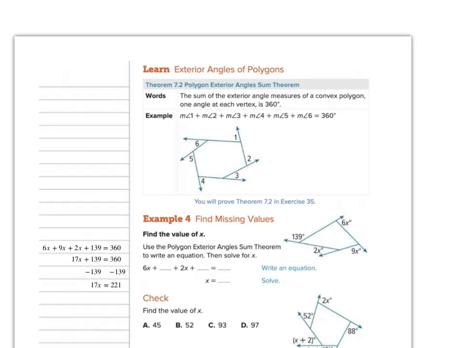Exterior angle measurements. This is one of those definitions for us. Polygon exterior angle measurements: the sum of the exterior angle measurements of a convex polygon, one angle at each vertex, is 360 degrees. All of the exterior angles of a polygon add up to 360 degrees. I don't know what these angle measurements are, but I know that angle 1, 2, 3, 4, 5, and 6 added together equal 360 degrees.